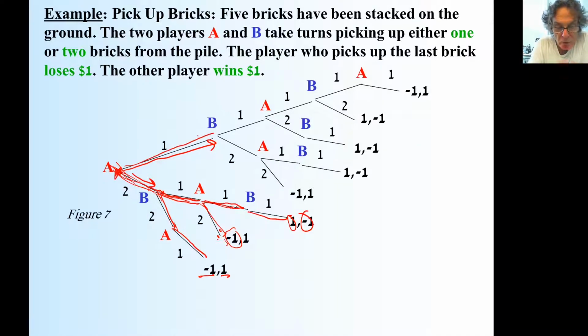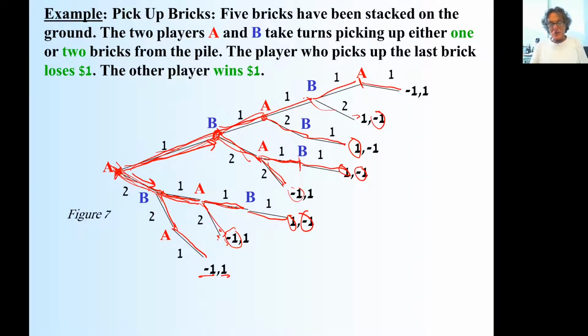Suppose A goes for one. Then B can go for either two or one. If she goes for two, three bricks have been taken out, and A can take either one or two. If he takes two, the game ends and he loses one. If he takes one, 1 plus 2 plus 1, 4, B has to take the last one, so he wins and she loses. But B can also take only one, so 1 plus 1, in which case A can take two, leaving the last one to B, and he wins, or he takes one, making three, and B can go for two and lose, because she will be the last one, or take one, in which case A must take the last one.